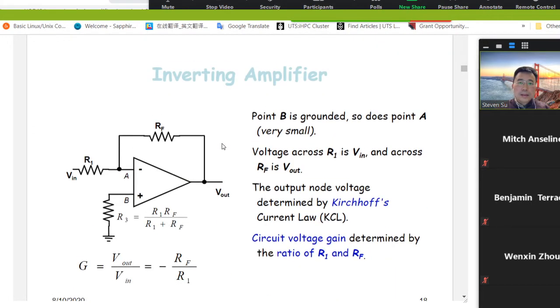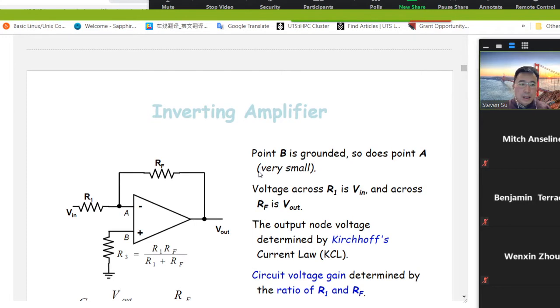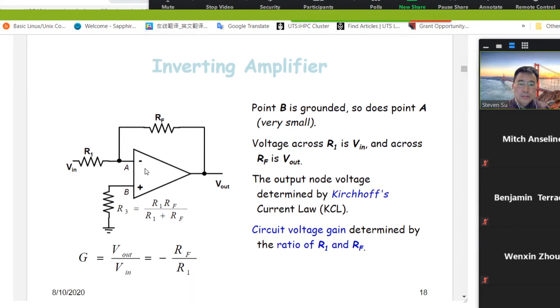This is the inverting amplifier. I'm discussing three typical amplification circuits. The first one is called the inverting amplifier. How to remember it: your input is at the minus, negative port, and the gain you need to remember is minus RF over R1. This is a negative feedback circuit as well.